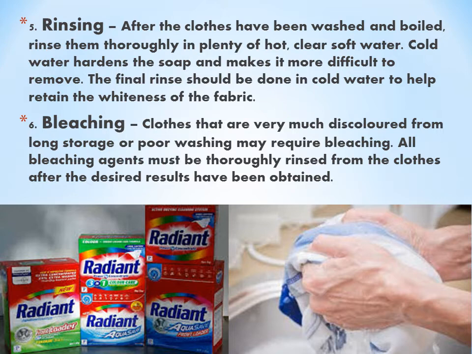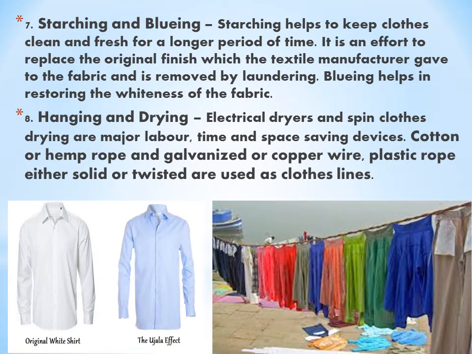Now the next step, the sixth step, is bleaching. Clothes that are very much discolored from long storage or poor washing may require bleaching. All bleaching agents must be thoroughly rinsed from the clothes after the desired results have been obtained. The seventh step is starching and bluing.